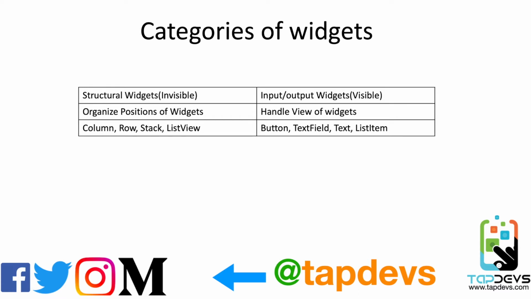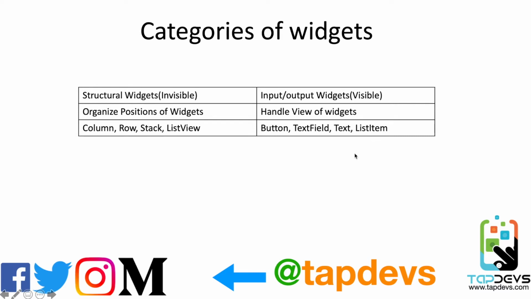And the first category is column, row, stack, and list view. These all are defined to structure. Column structures the list in vertical order, row for horizontal, stack. With stack, you need to define the positions, and list view contains a list of the same item. Widgets can be button, text field, text, and list item.